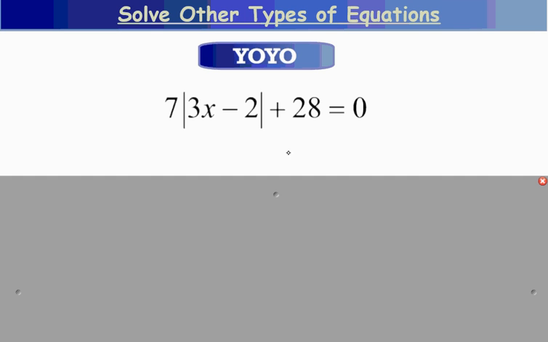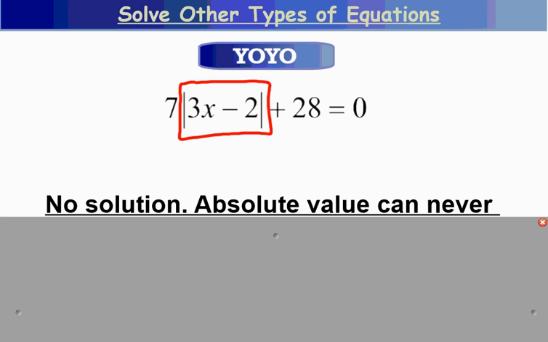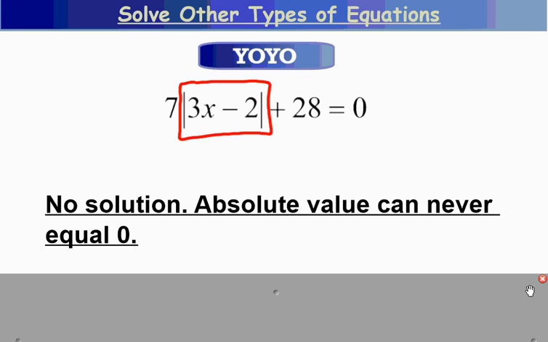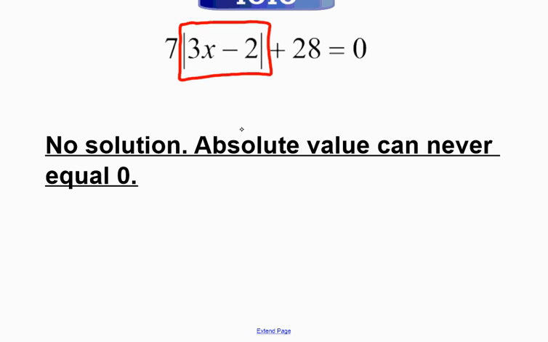Okay, I told you to be careful with solving each step. You're trying to get this item by itself, so you'd subtract 28 and then divide by 7. This one turns out to be a no solution. Why does that happen? Well, when you subtract 28 and then divide by 7, you get that 3x minus 2 is equal to negative 4. You're telling me that an absolute value statement is going to output a negative number. That's never going to be true.